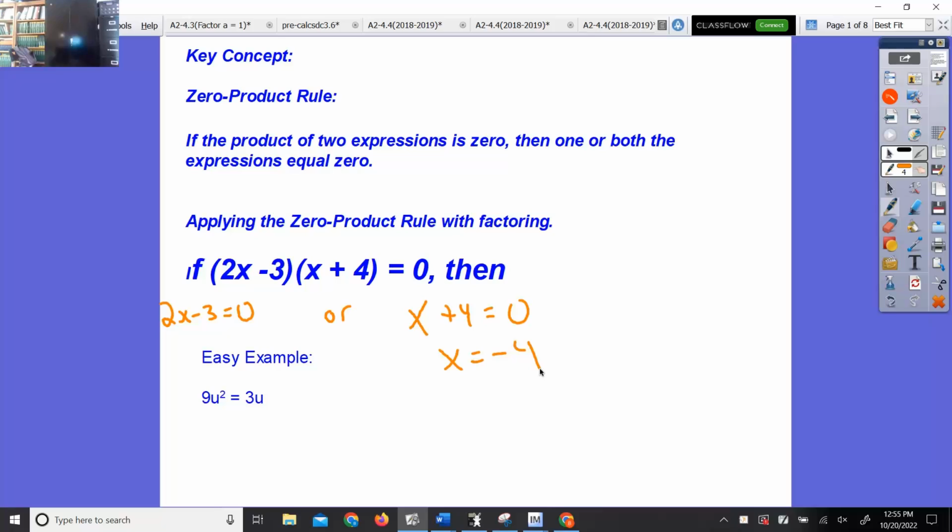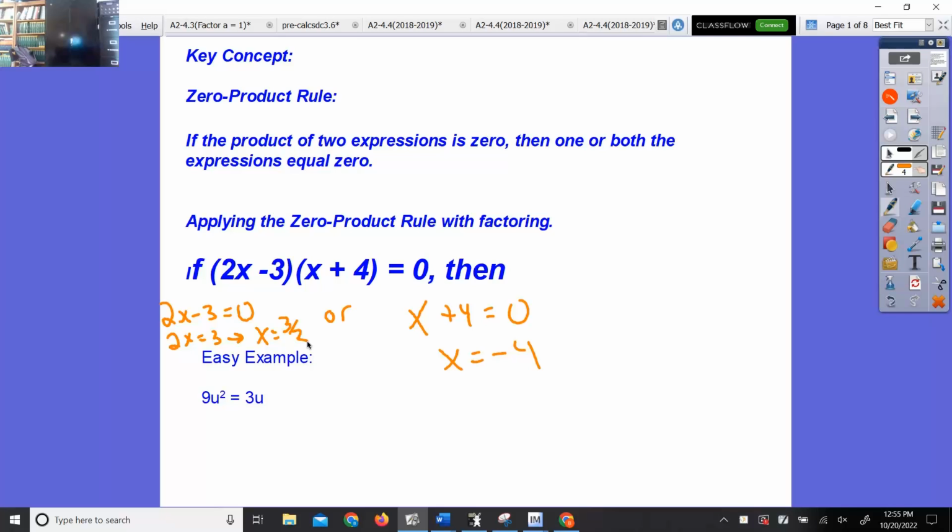To solve 2x minus 3 is 0, what do you add to both sides? 3. 2x is 3. And divide by what? 2. So what's my x value? 3 over 2. So x is 3/2, or x is negative 4. It's not a hard concept.